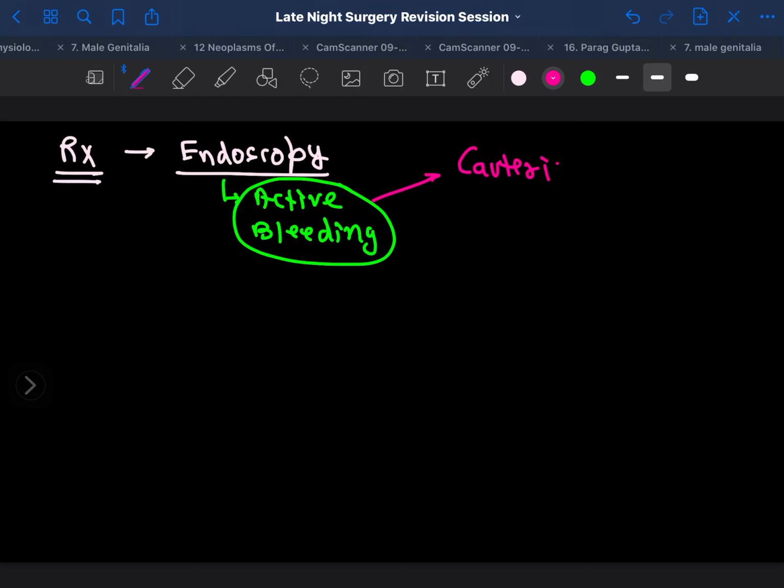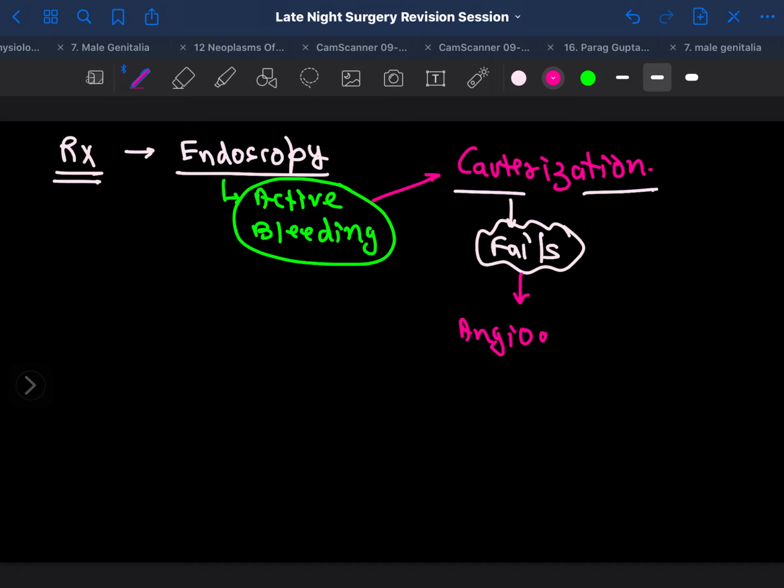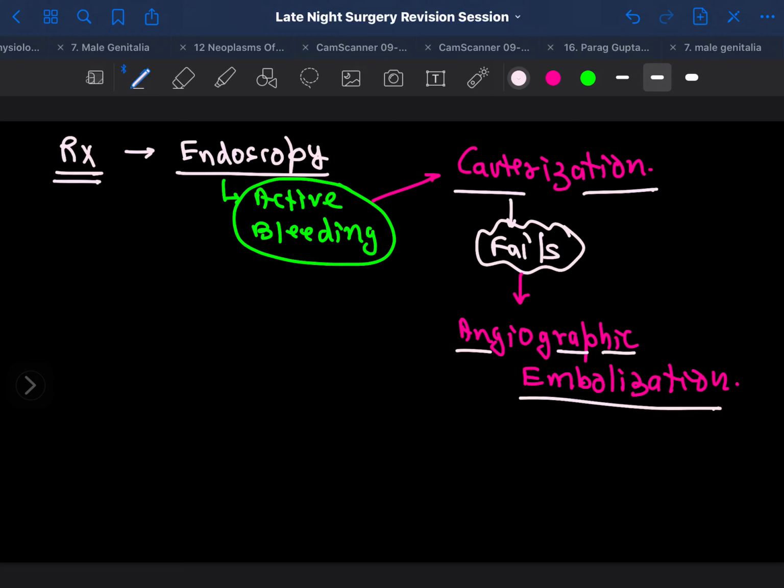So here what you have to do, you have to go in for a cauterization of that particular vessel. First you need to cauterize. If at all this cauterization fails, then you have to go in for angiographic embolization. You have to try that.